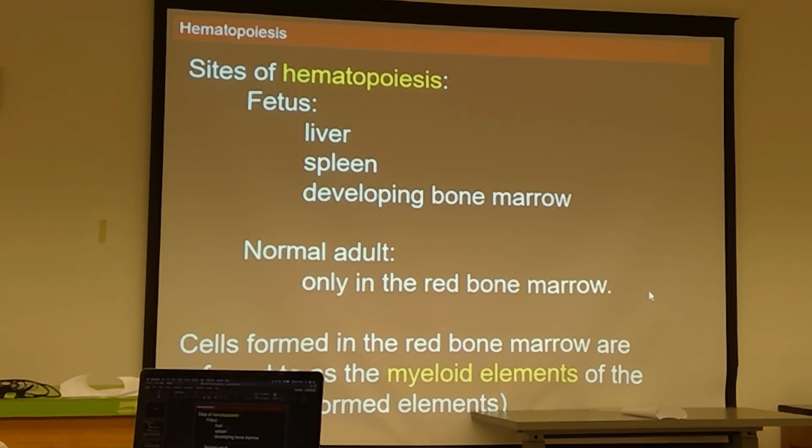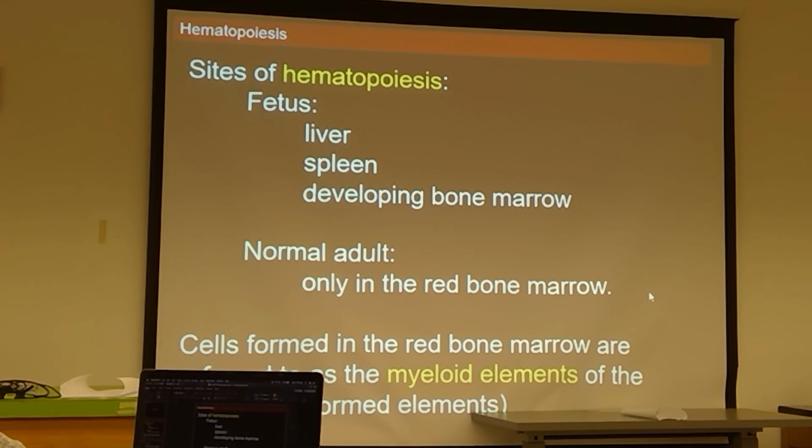When you get to embryo, there's a little bit of talk about how you can make our blood cells in the liver and the spleen. So that's stuff that happens in the fetus, but as adults, all of our bone cell formation, or blood cell formation, is happening in the bone marrow.